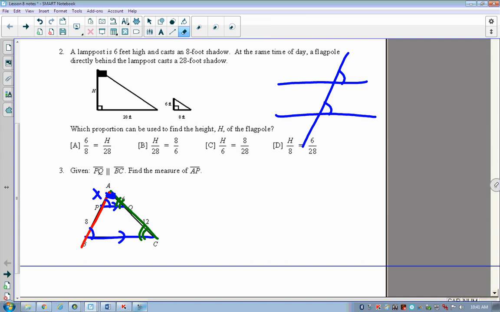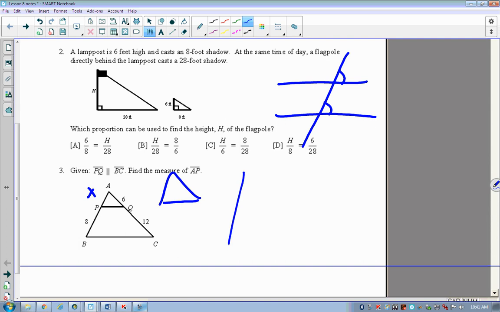Okay, so we know that these two triangles are similar, which means side lengths are proportional. So if I want to find this, here's this triangle, here's this triangle, correct? We don't know what this is. We know this is 6. What is this length right here? Is it 12? It's 18, good, because we've got to add all that up. 18. All right. And what is this side over here? 8 plus x. Okay, so can we set up a proportion?